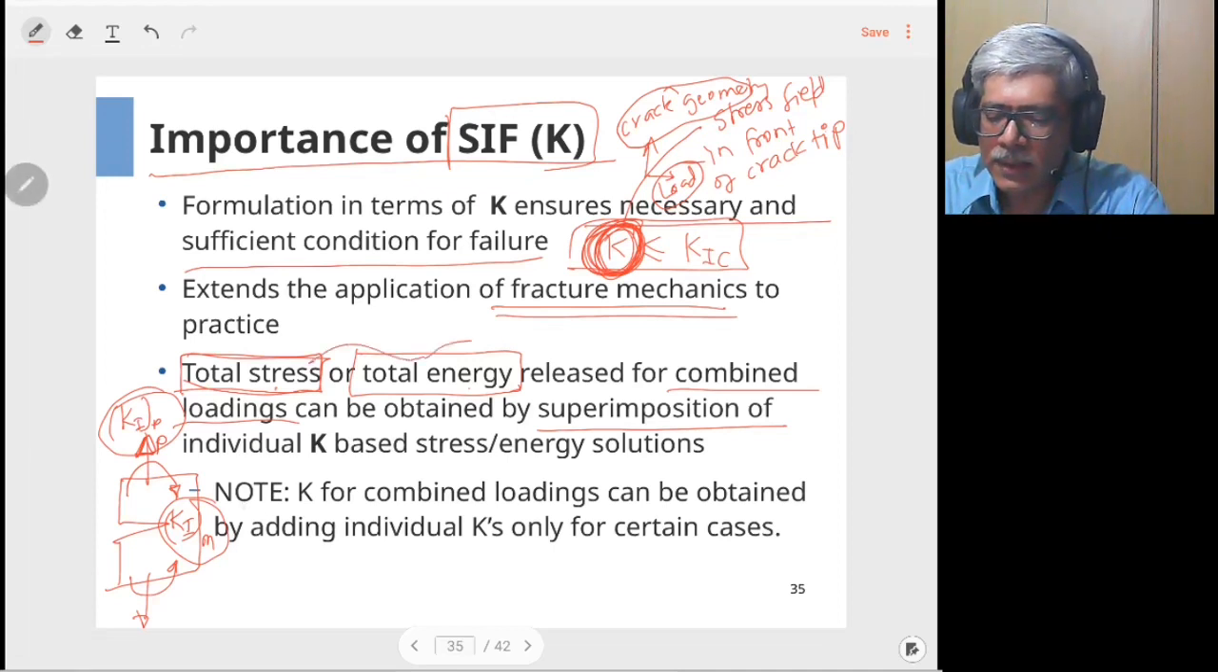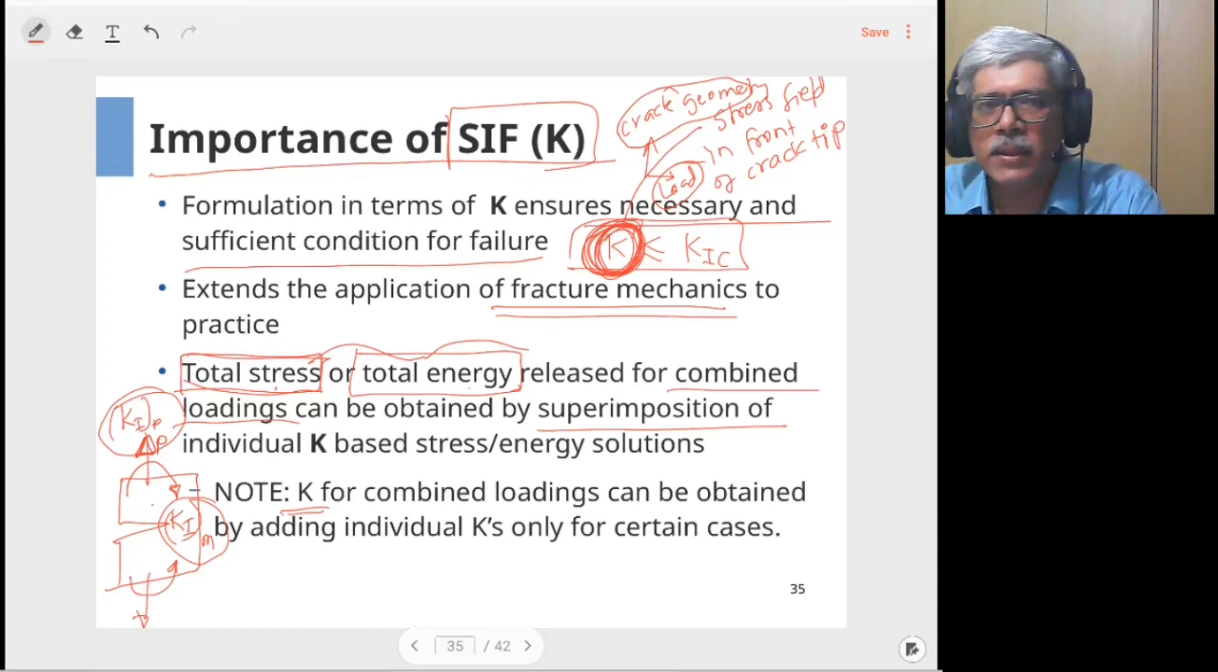Although the stress, energy and also displacement can be arrived at by superimposition, in this case the K cannot be added except for some specific cases where you can add, like for example the example I have given, where the axial load and moment are making mode 1 type of crack growth. So in such a case, you can simply add the K1 of two cases together, but that is not in general true. Especially you cannot combine K1 plus K2, that is a mode 1 and mode 2 stress intensity factor, to get the combined stress intensity factor. So I just wanted to clarify this particular point.